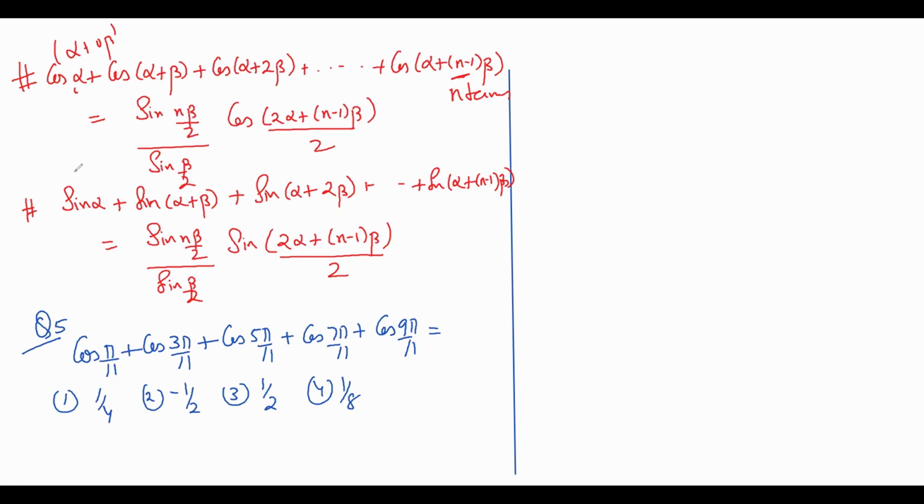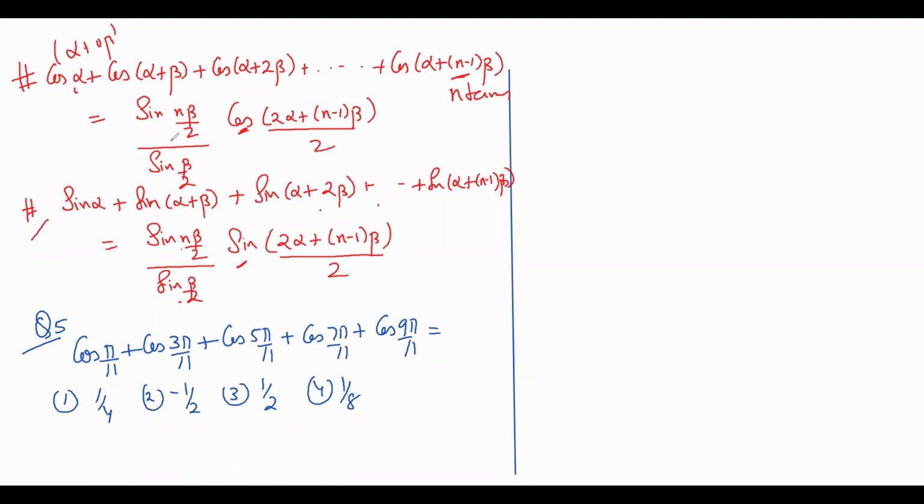Now the next formula is similar. What is the difference? In the previous one there is cos plus cos plus cos, and the angles are of this type. In the second one, it is sine alpha plus sine alpha plus beta plus sine alpha plus 2 beta, then sine alpha plus 3 beta, till sine alpha plus n minus 1 beta. Again here the number of terms is n. And on the RHS, look at the similarity. Again here we have sine n beta by 2 upon sine beta by 2. What is the only difference? Instead of cos we have sine here. The rest is the same, that is sine of 2 alpha plus n minus 1 beta upon 2.